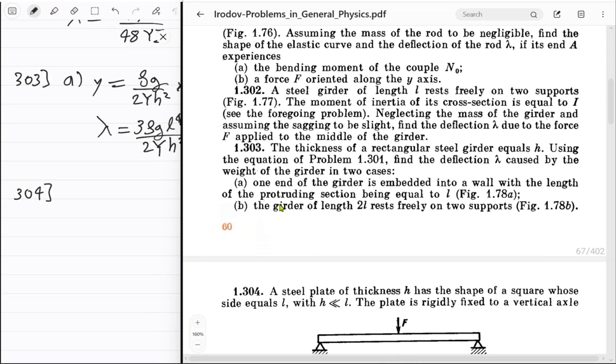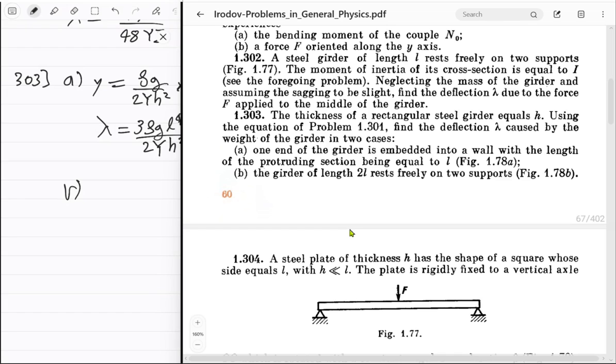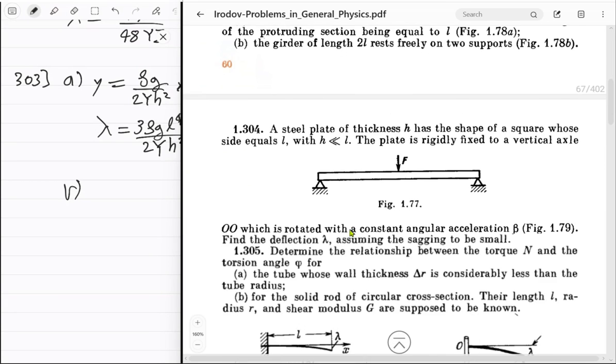Problem 1.78 B. Oh, okay, sorry, it should be B first. So B: the girder of length 2L rests freely on supports, figure 1. Oh, this is going to be so much more complicated, right?